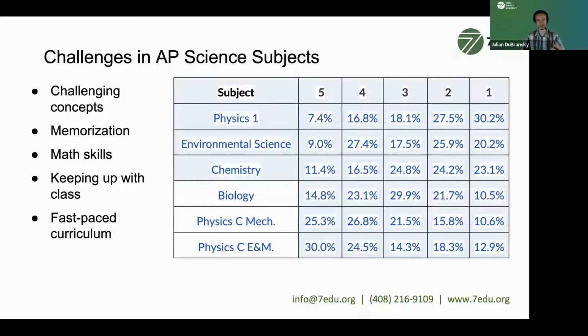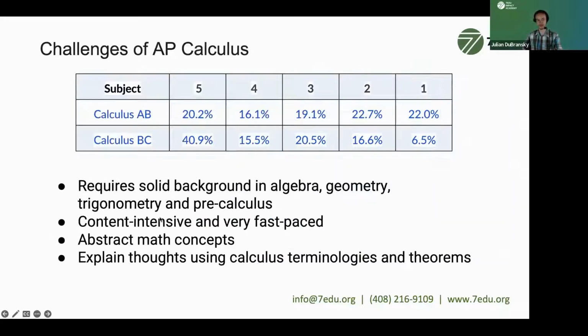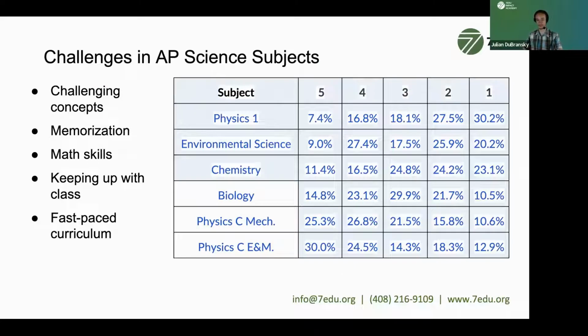But speaking now on the classes themselves, AP Physics is normally the hardest one. As you can see, there's a very low percentage of students that actually get 5s and 4s compared to 1s and 2s. And that's just because it's very math-based, it's very conceptual, and it's one of the more fast-paced ones, even by AP Science standards.